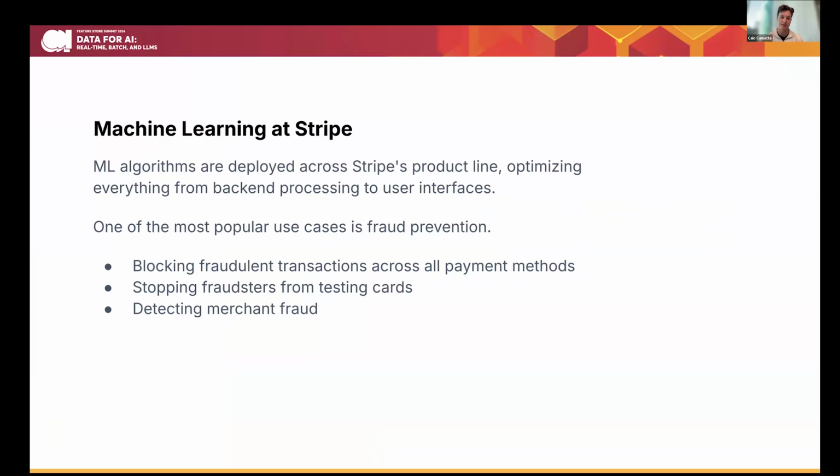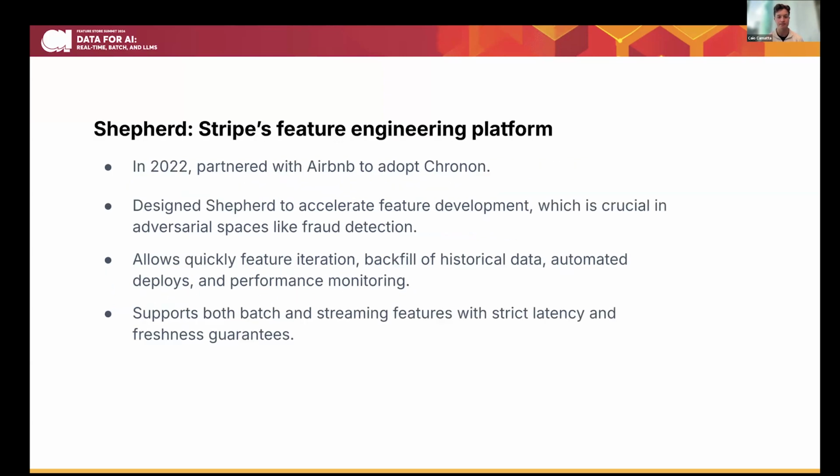Stripe is a financial infrastructure company that processes over $1 trillion in payment volume every year. At this scale, leveraging ML across our product line is crucial. As you can imagine, one of the main use cases for ML is preventing payments and merchant fraud. Our models cover not only traditional credit card transactions, but also a variety of other payment methods, including those specific to certain countries. Given our scale, models must operate under strict latency and freshness constraints. Detecting and responding to fraud in real time is essential to protecting our users and maintaining the integrity of our financial ecosystem.